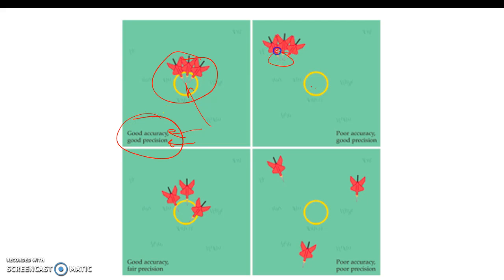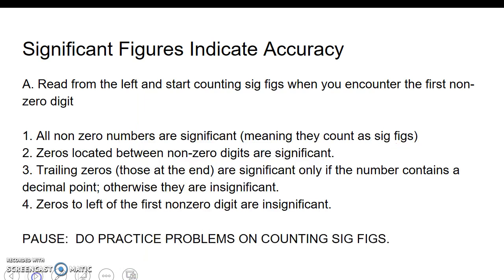Here we have all 3 close together, good precision. But they're far away from our target, poor accuracy. Here they all are in the circle, good accuracy, but they're kind of scattered about inside the circle, fair precision. Here is probably a poor thrower. Not only are the throws too long, one short, which means we have poor precision, but they're not even close to the circle, which means poor accuracy. So accuracy is how close you are to the measured value. Precision is how close your measurements are to each other.